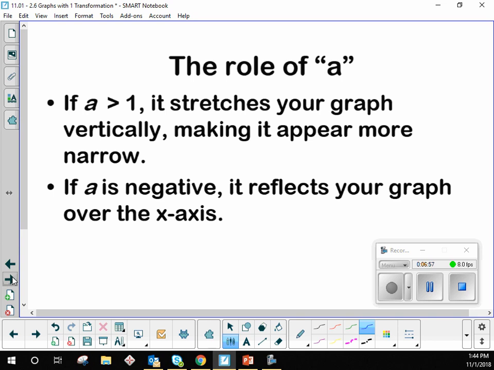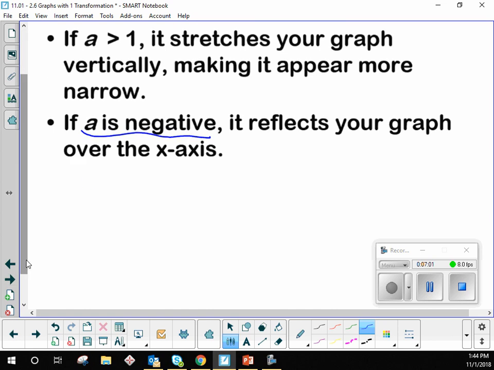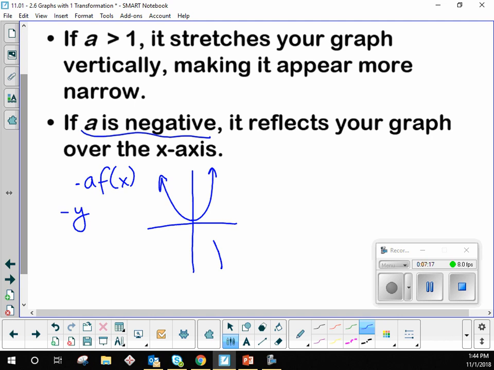And if a is negative, it reflects over the x-axis. So if a is negative, you have a times whatever your function is. If it's a negative value, it's like taking a negative of your y value. So if you had this parent graph, you're taking each of these y values, making it negative, brings that y value down here. And so it reflects over the x-axis. So that's what it means to reflect over x, and that's when a is negative.